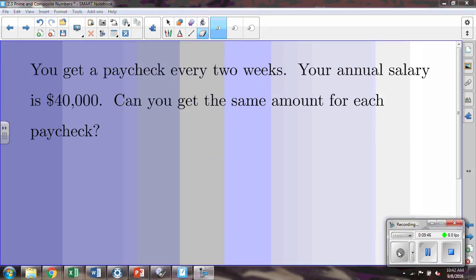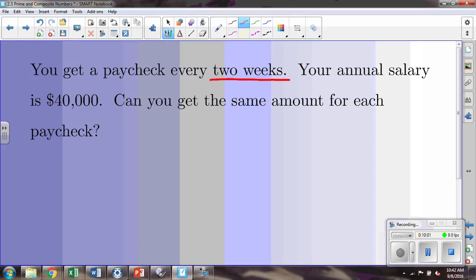Now we'd like to be able to see how this prime factorization stuff actually gets used outside the classroom. Well, one of the simplest ones is a paycheck. You get paid every 2 weeks, and you have an annual salary of $40,000. Is it possible for you to get the exact same amount on every single paycheck? Now, where this starts coming into play, if you get paid every 2 weeks, how many paychecks do you get per year?